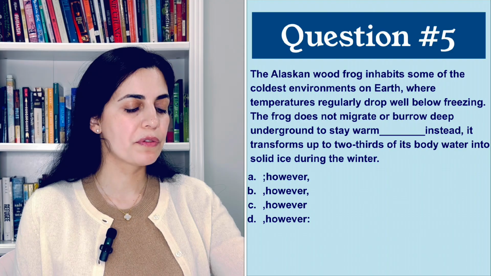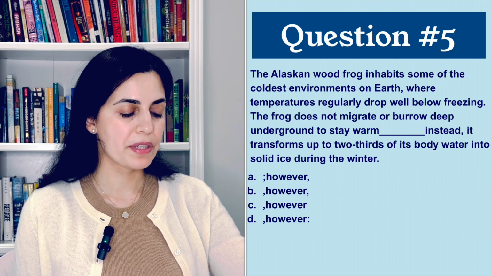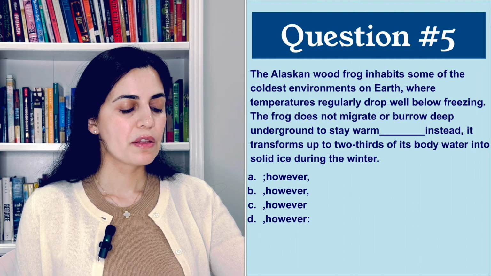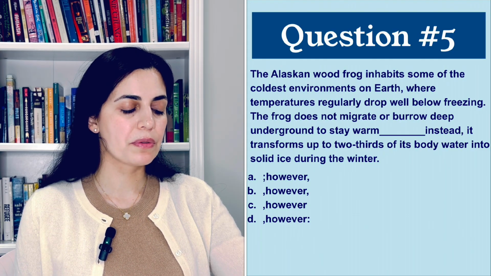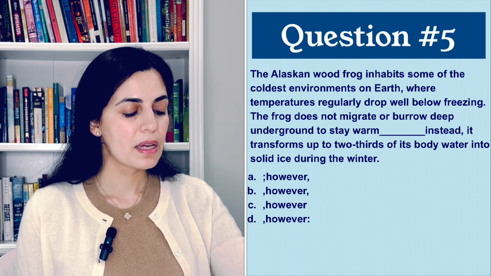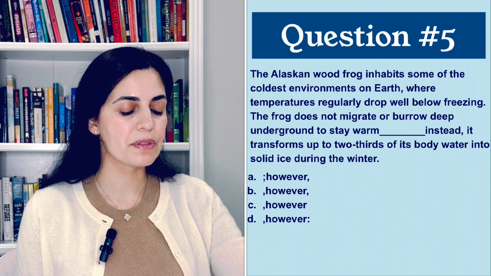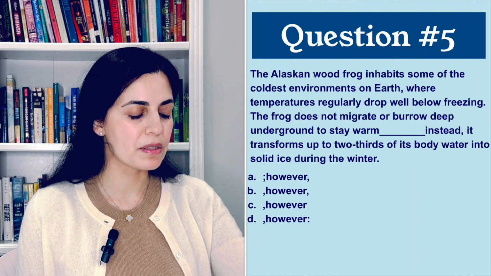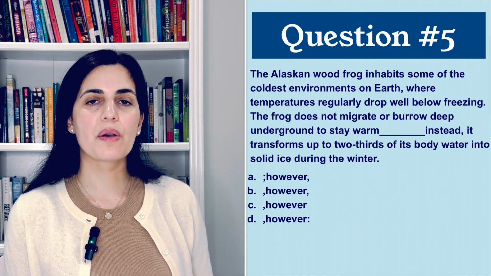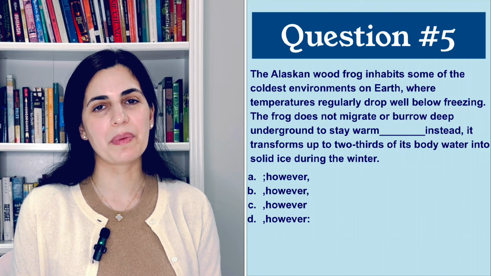The Alaskan wood frog inhabits some of the coldest environments on Earth, where temperatures regularly drop well below freezing. The frog does not migrate or burrow deep underground to stay warm, blank. Instead, it transforms up to 2/3 of its body water into solid ice during the winter. Pause the video, and when you're ready to hear the answer, hit play.